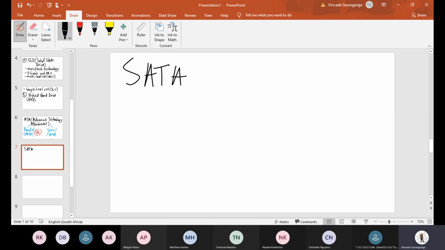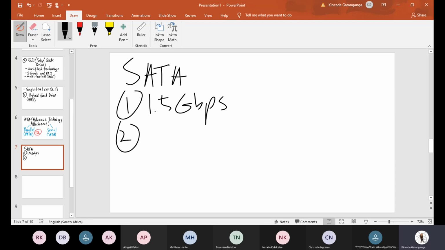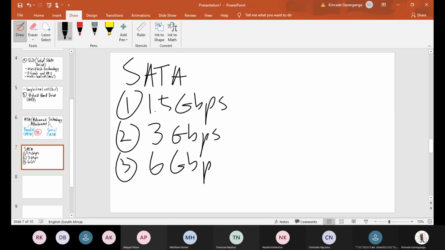SATA would come in three distinctive speeds. You're looking at about 1.5 gigabits per second, then 3 gigabits per second, and then 6 gigabits per second, which is the maximum throughput. These are the varieties associated with your SATA connections.